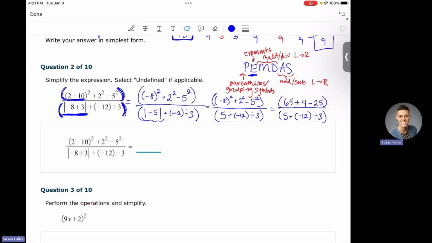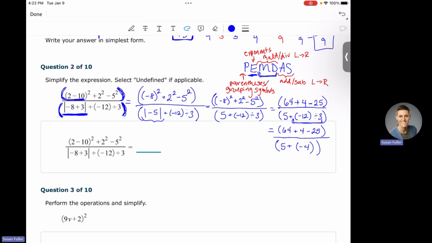So our next step here is multiplication and division together from left to right. Now, up on top inside these grouping symbols, I don't have any multiplication or division at all, so that's not going to change. So I'm going to leave that as is. And then on the bottom, I'm going to perform any multiplication or division from left to right. This is the only division that we have right here. So I'm going to leave that 5 plus, and then perform the division. What's negative 12 divided by 3? Negative 12 divided by positive 3 is a negative 4.